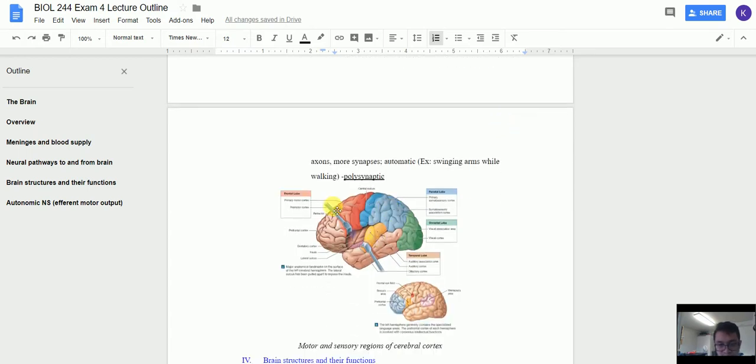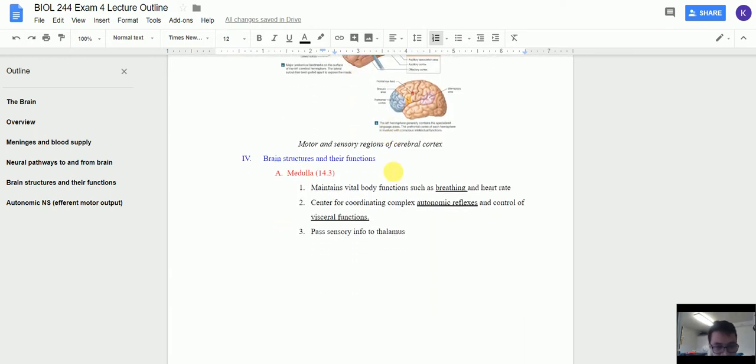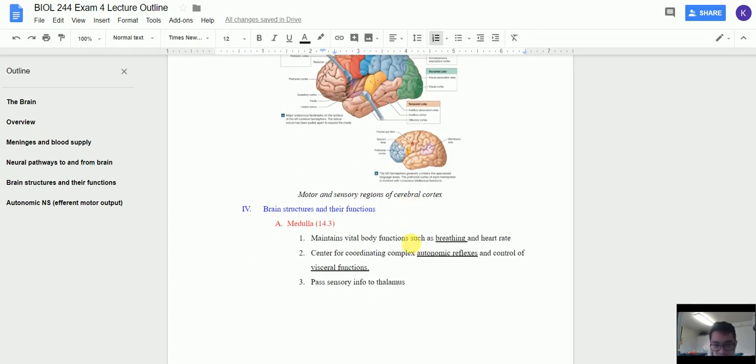Here's another picture, so you can visualize the primary motor cortex and primary somatosensory cortex. The somatosensory cortex receives the stimulus first, then it goes to association areas such as visual and auditory association areas, then it goes into the primary motor cortex. It's also processed by the prefrontal cortex, and then the primary motor cortex goes to the effectors. So those are the motor and sensory regions of the cerebral cortex, and on to the brain structures and functions.